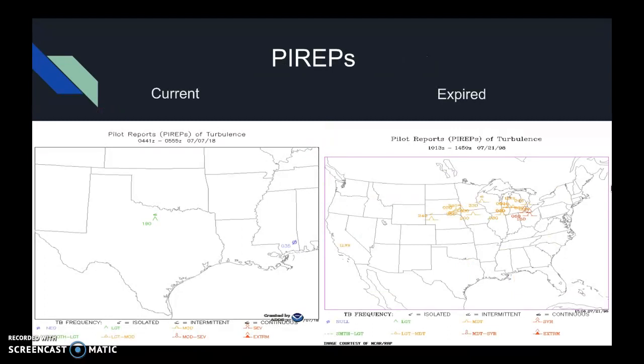Here are PIREPs. I'm supposed to show you a current example, but at the time I'm doing this, there is literally only one PIREP in the whole country, and that's down in Texas, where it's showing some continuous light turbulence. On the right is a better example showing an array of different types of PIREPs, from moderate to even severe turbulence, but it is outdated.